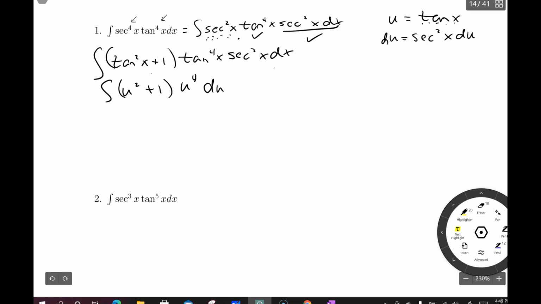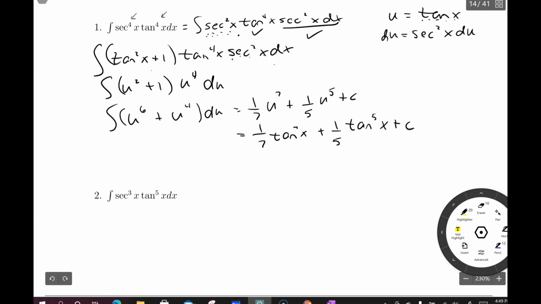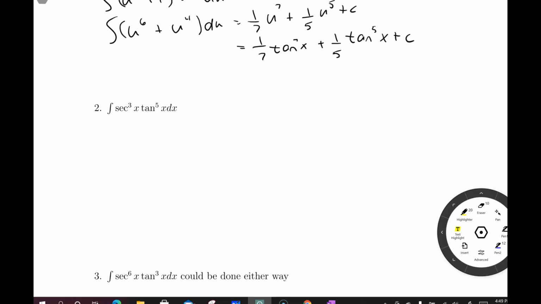That's u to the fourth, because that's tangent to the fourth, and all of this gets taken out with the du. So let's multiply this, adding their exponents, and then taking the antiderivative. And putting the trig function back in. Plus c.